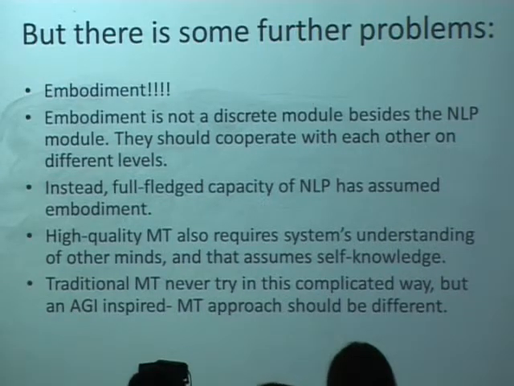But in order to do that, besides the traditional approach, my first idea is that embodiment is something very important. Embodiment is not a discrete module. Besides the NLP module, it should cooperate with each other on different levels. For example, I feel hungry. You need to feel hungry. You know that.